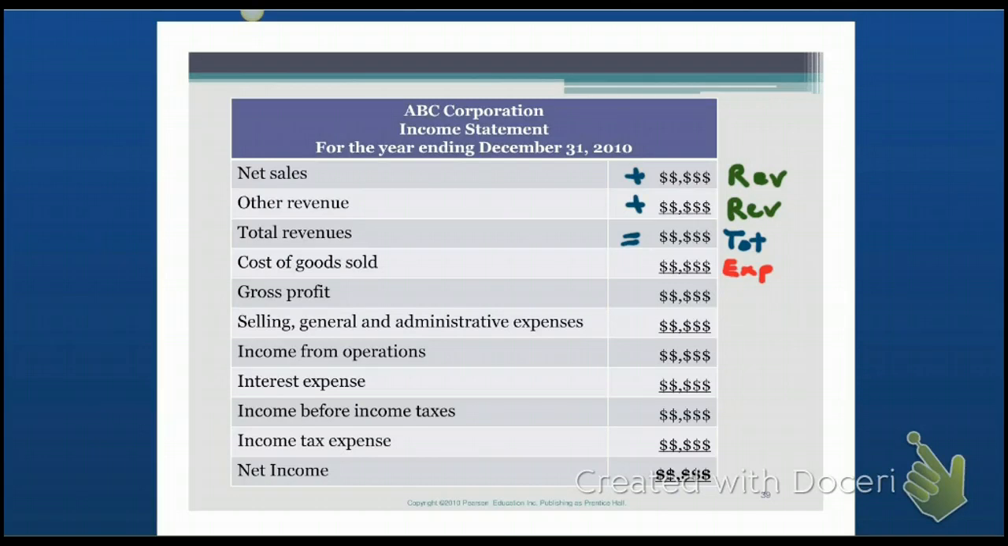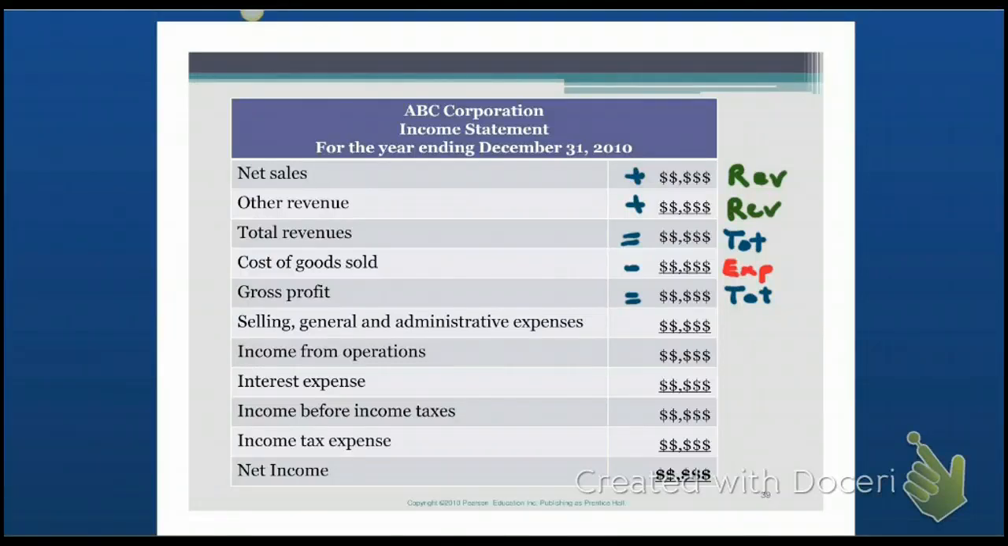Now, total revenues minus cost of goods sold will give you what we call gross profit. Gross profit is a total, so it's a calculation. You take your revenues minus cost of goods sold will give you your gross profit. I said earlier that cost of goods sold, you will only see that if it's a company that has inventory. If you do a question and you don't see cost of goods sold, then you would not have your cost of goods sold or gross profit. You would move on to the next item. So you'll have total revenues, and then your next line item would be your other expenses.